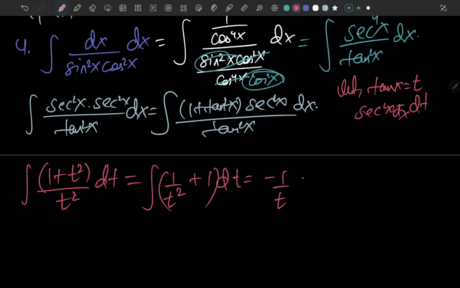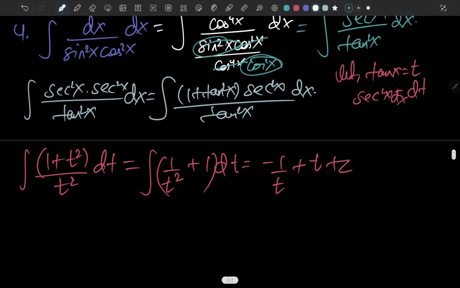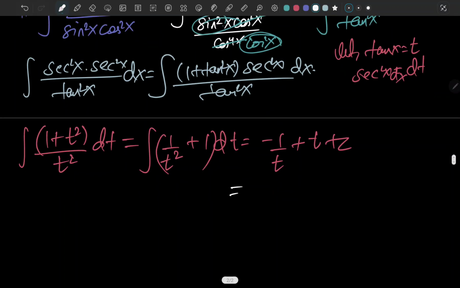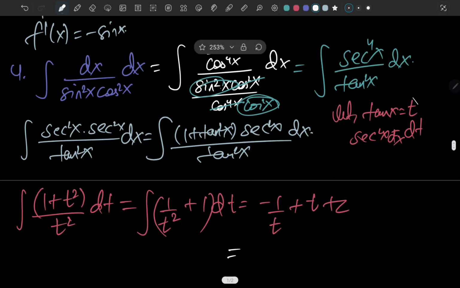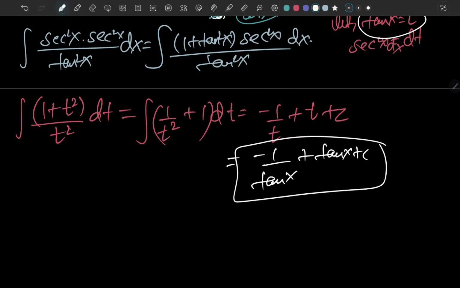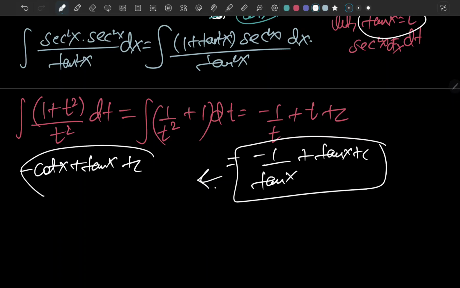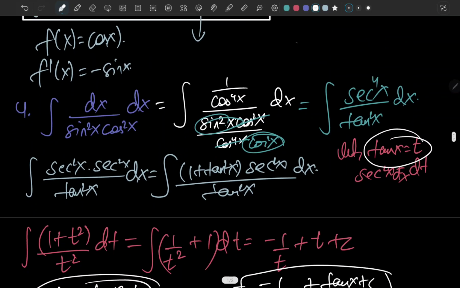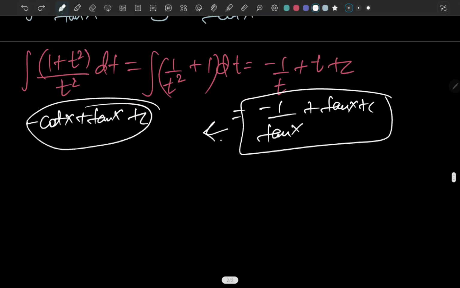And the integral of 1 over t squared is just negative 1 over t, and the integral of 1 is t. It sorts out to something like that, and we are just going to replace t with our assumption, that is tangent x. So negative 1 upon tangent x plus tangent x plus c, right? So it also sorted out to, I'm just writing over here, negative cotangent of x plus tangent of x plus c. How cool is that, guys? Yeah, it was a good integral, I would say.